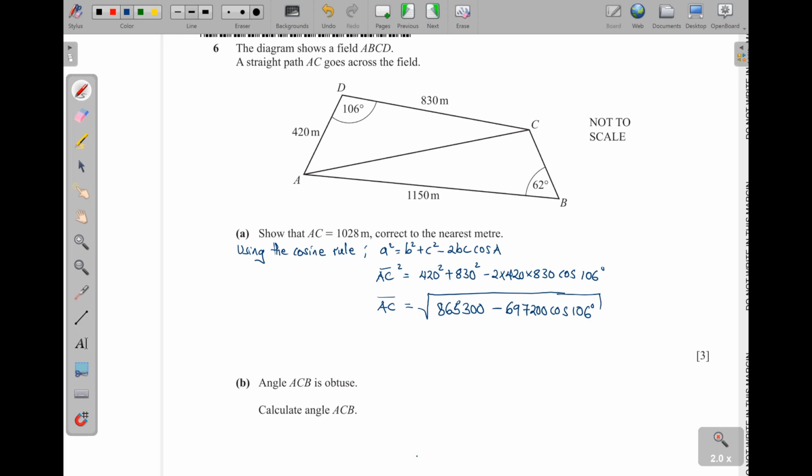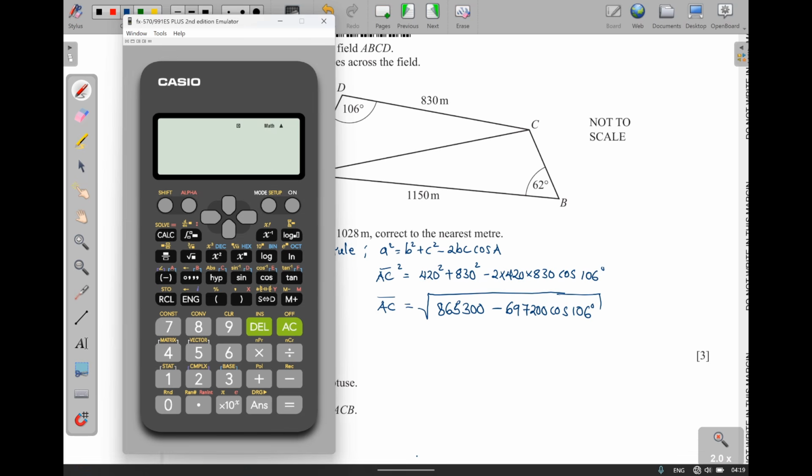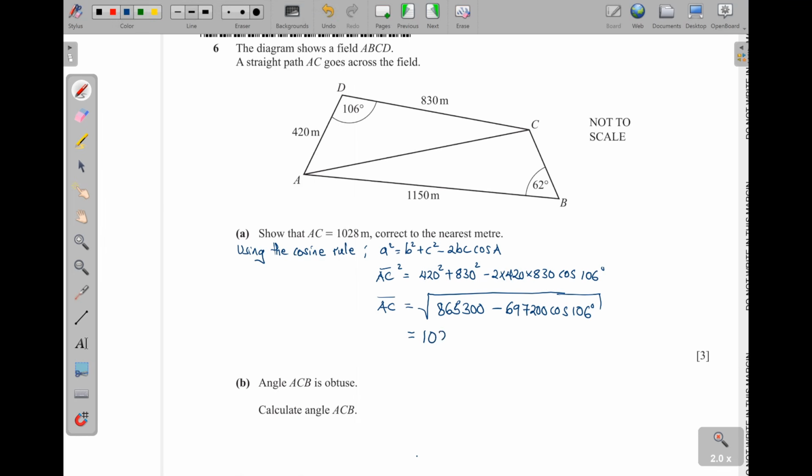So when I get the calculator, let me put the square root, then 865,300, then minus 697,200 cos of 106, close the brackets, press equals. So that is 1028 and the rest of those figures, but to the nearest meter it is going to be 1028.